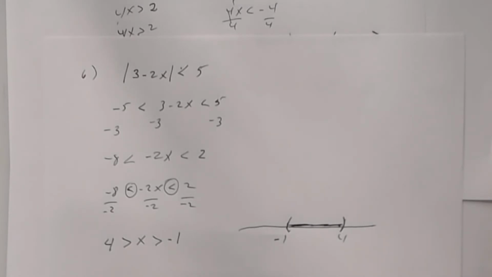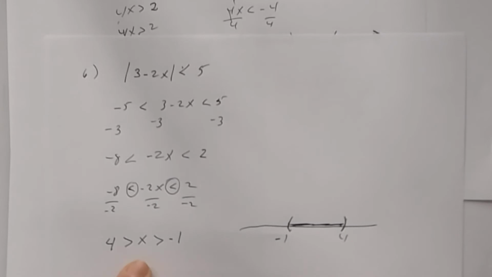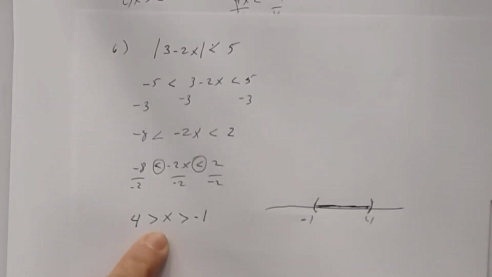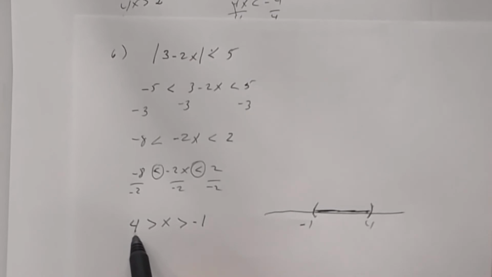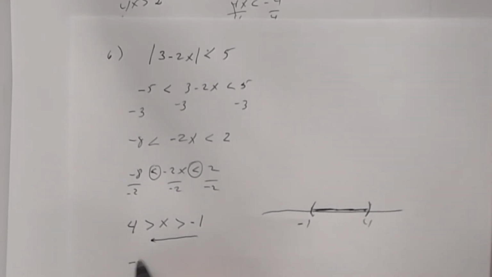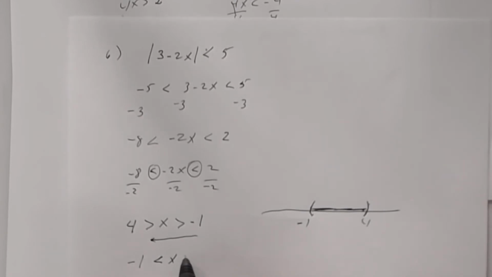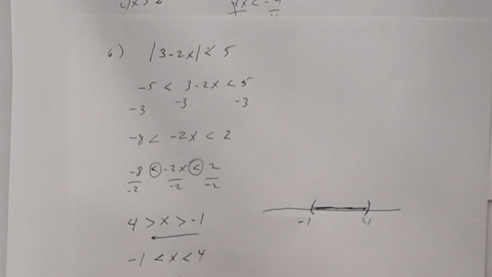Okay? Now, you need to be careful with the interval notation. If you use this right here, that inequality statement, do I put 4 first or -1 first? -1. So just note this, that when I say that 4 is greater than x and at the same time x is greater than -1, that means the same thing as -1 is less than x and that x value is less than what? 4. Those two mean the same thing.